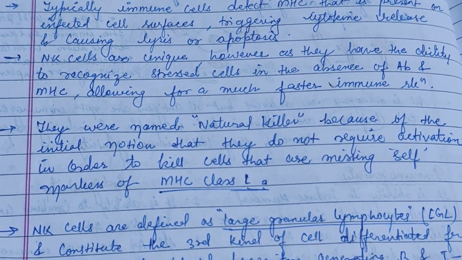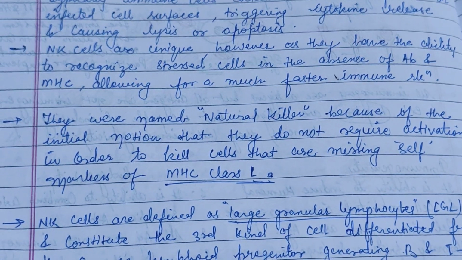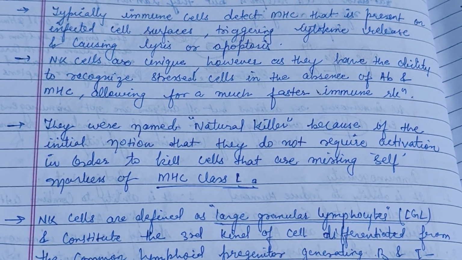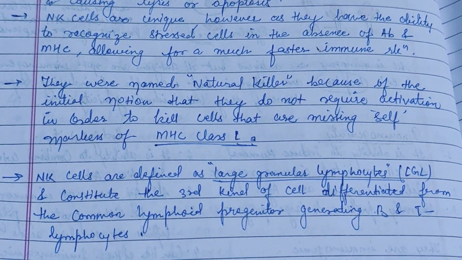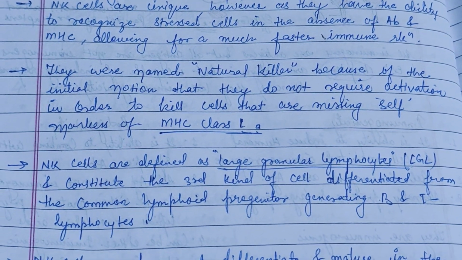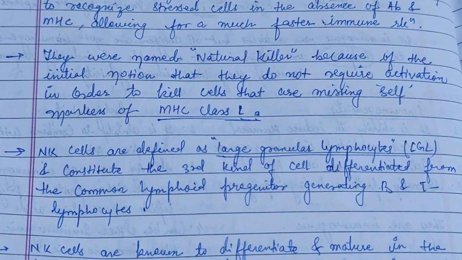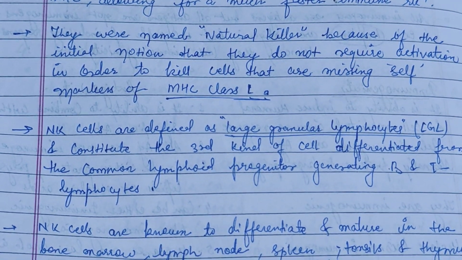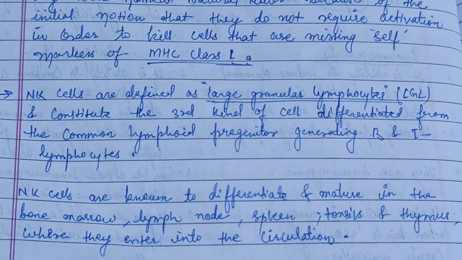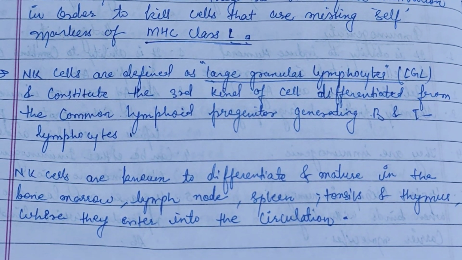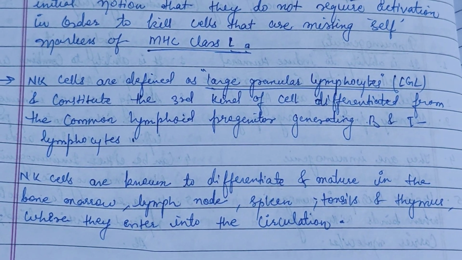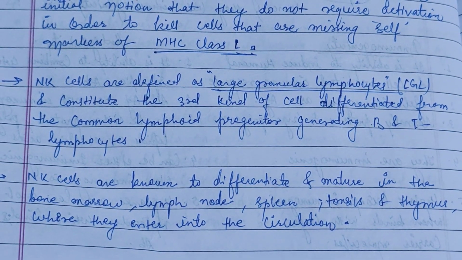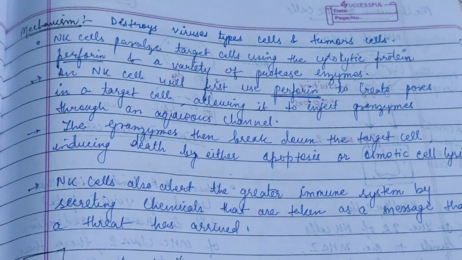triggering the cytokine release and causing lysis or apoptosis. They were named natural killers because of the initial notion that they do not require activation in order to kill cells that are missing self markers of the MHC class 1. NK cells are defined as large granular lymphocytes, that is LGL, and constitute the third kind of cell differentiated from the common lymphoid progenitor generating B and T lymphocytes.